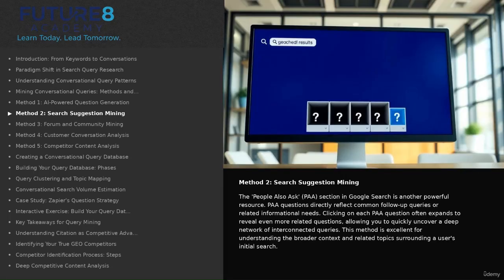The People Also Ask (PAA) section in Google Search is another powerful resource. PAA questions directly reflect common follow-up queries or related informational needs. Clicking on each PAA question often expands to reveal even more related questions, allowing you to quickly uncover a deep network of interconnected queries. This method is excellent for understanding the broader context and related topics surrounding a user's initial search.